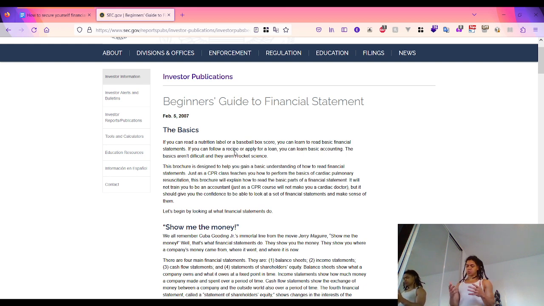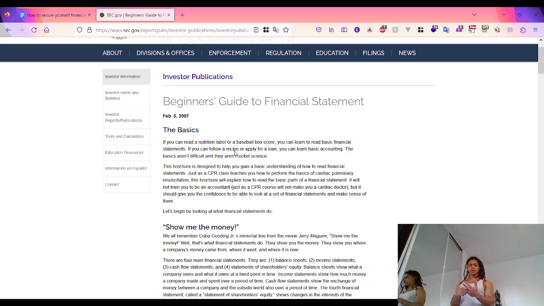So there are four types of financial statements. The balance sheet shows what a company owns and owes at a fixed point in time. The income statement, how much money a company spends and makes over a period of time. The cash flow statement shows the money exchanged between the company and the outside world, again over a period of time. And the statement of shareholders' equity shows the change in interest of the shareholders in a period of time.